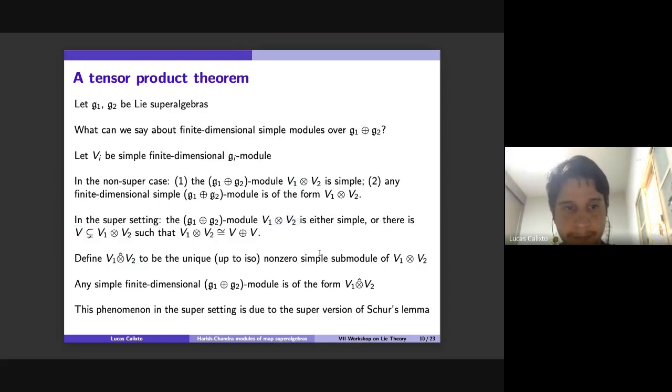In the case which is simple, it's just the tensor product, right? And so the analog in the super case for the second statement, which says that any finite dimensional simple module is just a tensor product, is going to be this one.